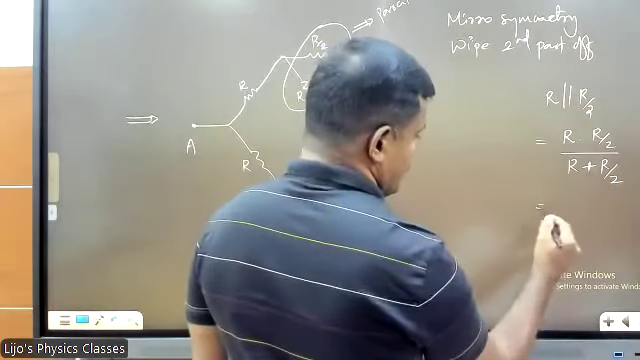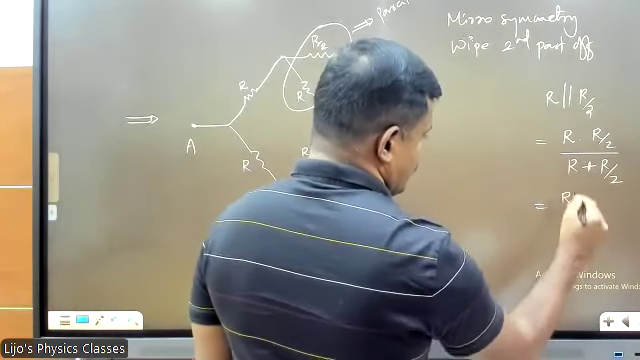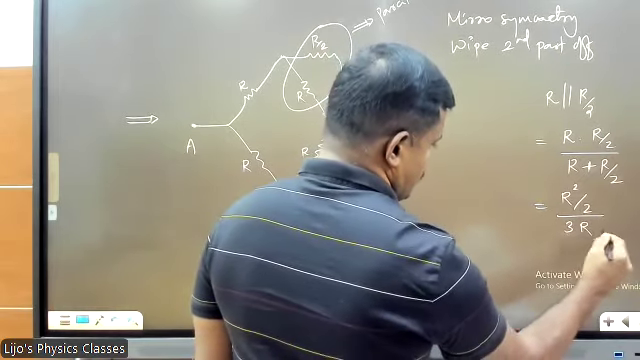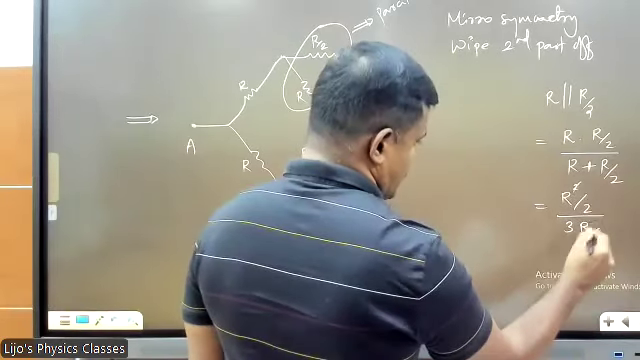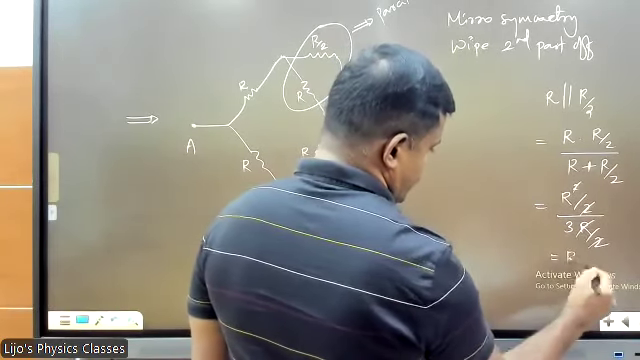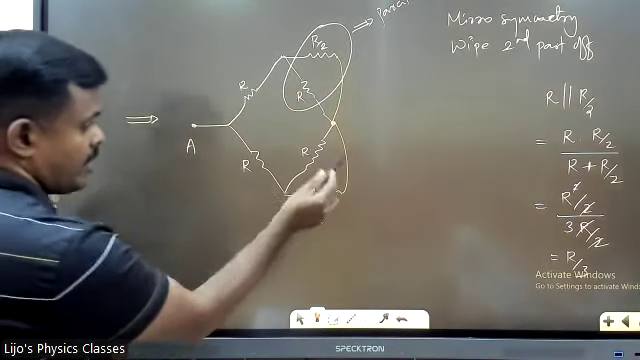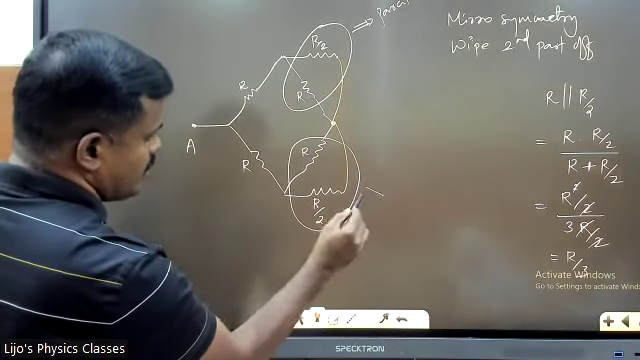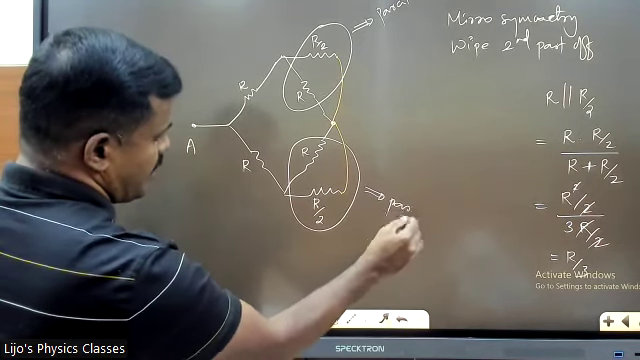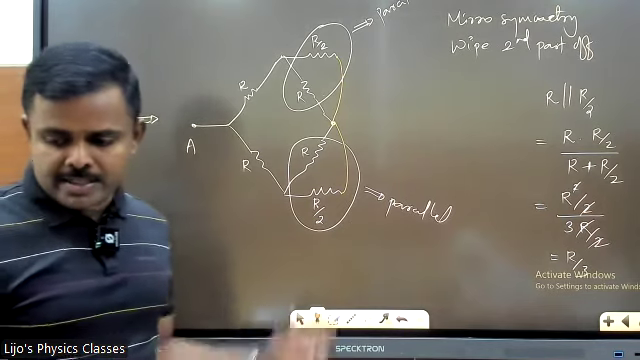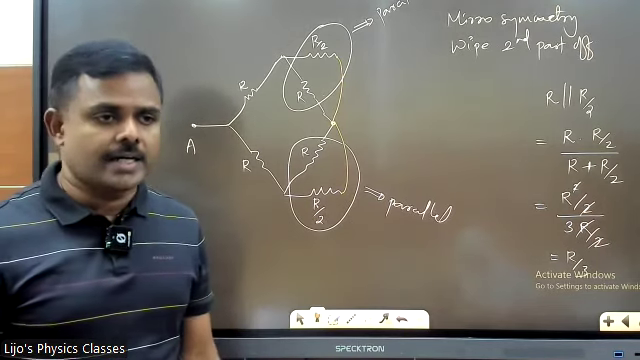What am I getting now? That's R into R by 2, R square by 2, over R plus R by 2, which is 3R by 2. R and R are cut, 2 and 2 are cut. You are getting R by 3. You have to write one more thing. These are also in parallel. You know why? Because left ends are connected together, right ends are connected together.